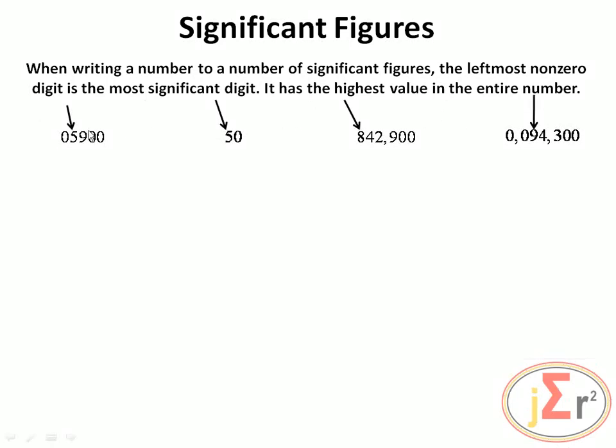Now, this is the leftmost digit, but it is not the leftmost non-zero digit. This one is the leftmost non-zero digit. It is the most significant digit, the leftmost non-zero digit. It has the highest value in the entire number. The arrows show the most significant digit in each case, so the arrows are pointing to the most significant digits in the entire number.